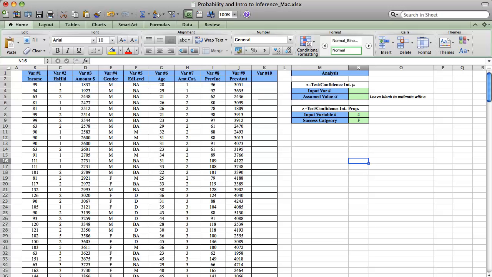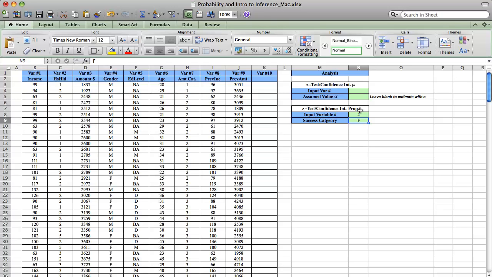To run this test, we're going to use the Unit 2 Excel tool, Probability and Intro to Inference. We're going to have to first specify what variable we're using for our Z-test for proportion. And we know this has to be a test for proportion because we're working with gender, and gender is categorical.